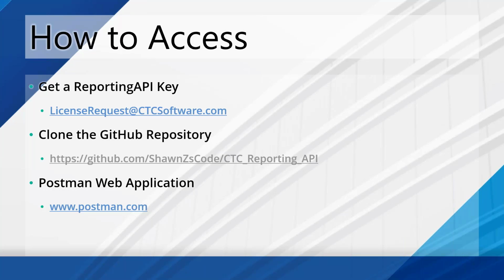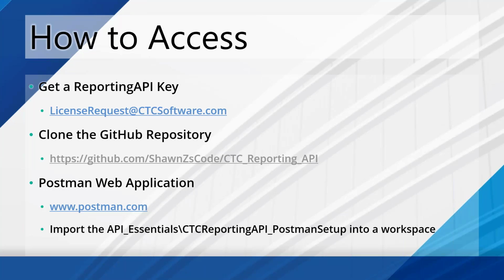And then you're going to build yourself a workspace, which we're going to step through together here. And you're going to import the API Essentials CTC Reporting API Postman setup files directly into that workspace. And that's my next step. I'm going to do that with you here so that we can all have the exact same experience with how this data is going to work.